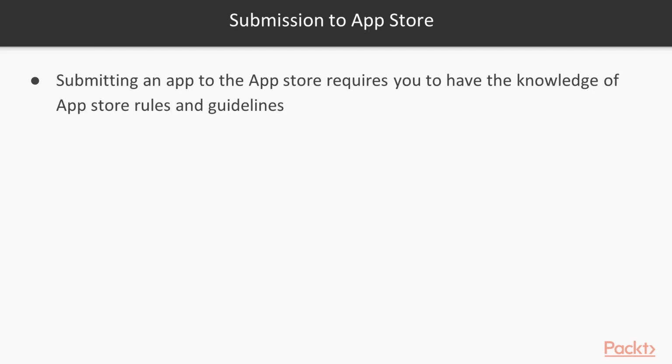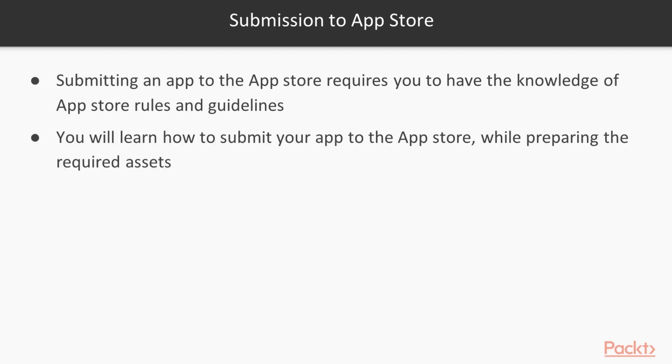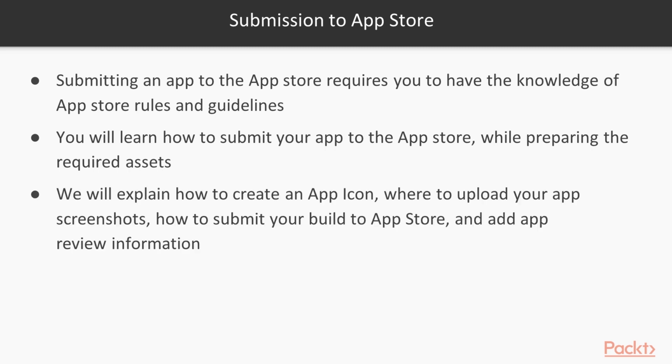In the last section, which is called Submission to App Store, we're going to help you understand how you can submit an app to the App Store, what kind of requirements there are, and what kind of knowledge you need of the App Store rules and guidelines. You will learn how to submit the app while preparing the required assets. For example, you learn how to create an app icon, where to upload your build, where to upload your screenshots, and how to add some additional information to help go through the app review faster.